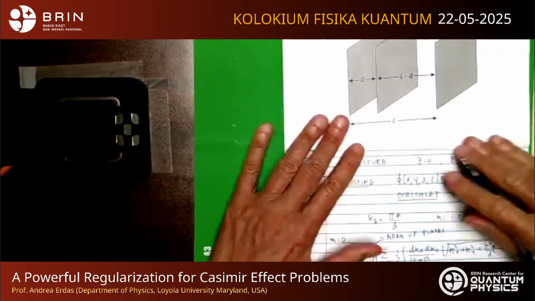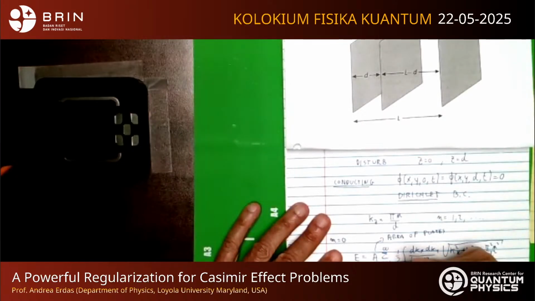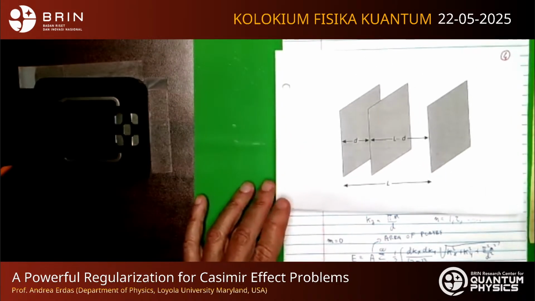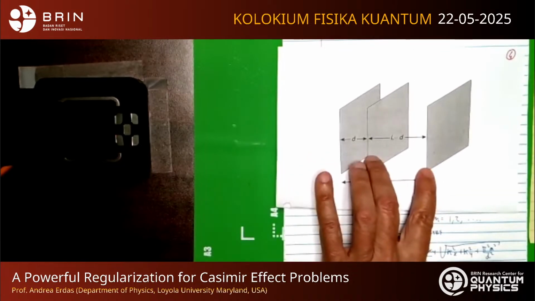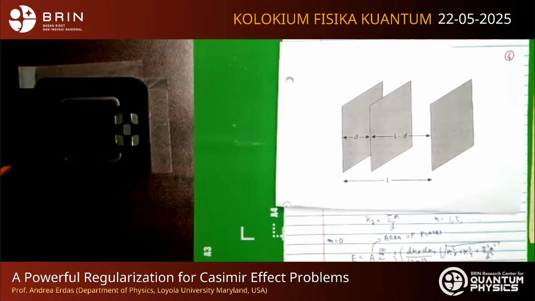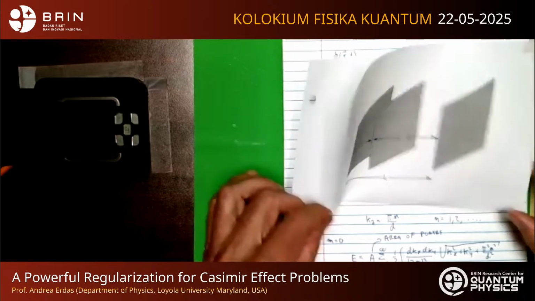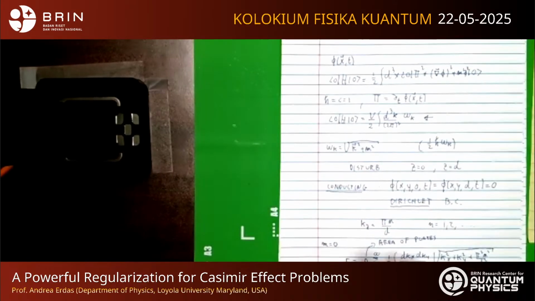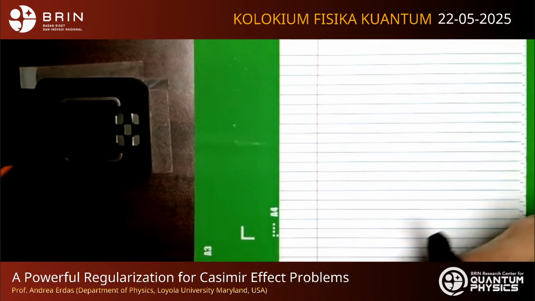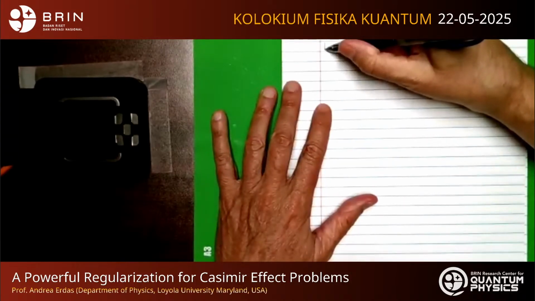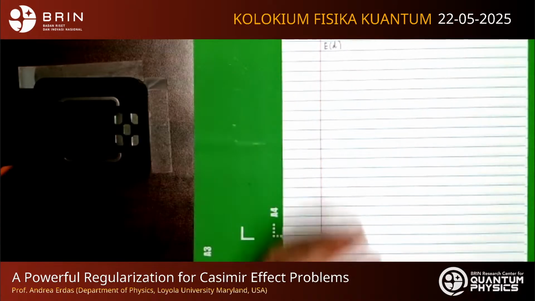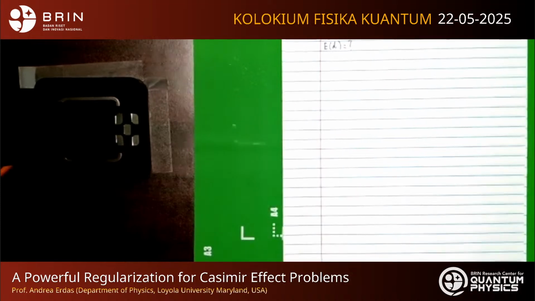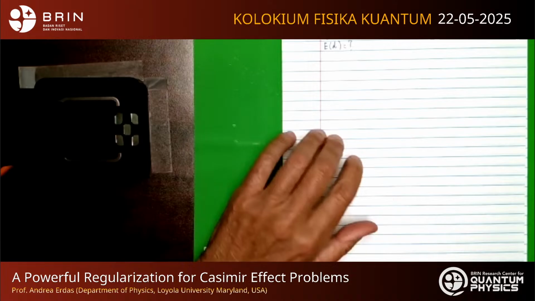And so what I say is that the Casimir energy is equal to E of d plus E of L minus d minus E of L. If you look at the picture that I have, E of d, E of L minus d, minus E of L, that's what the Casimir energy is. Now what I need to do is evaluate E of d. Once I have E of d, E of L minus d and E of L are going to be straightforward.